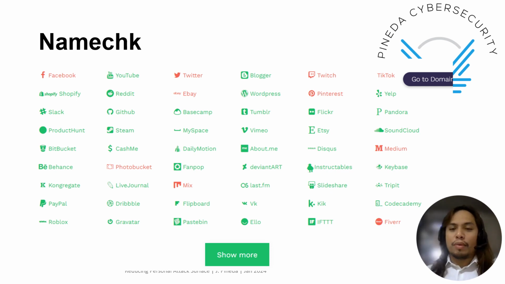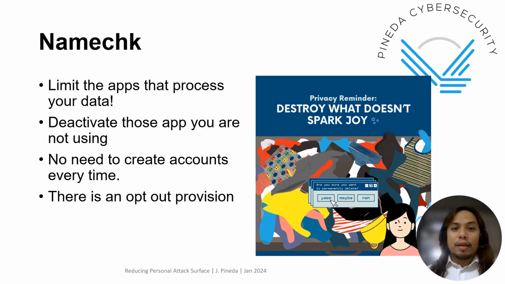Now, what does it say about the threat environment? It shows you which applications have some personal information about yourself because you signed up for it. Probably you put your address, your telephone number, and other information. So that will give you an idea about your potential threat environment. So what are the insights here? In Namechk, you'll be able to identify these existing apps, and the realization is we have to limit the apps that process our data.